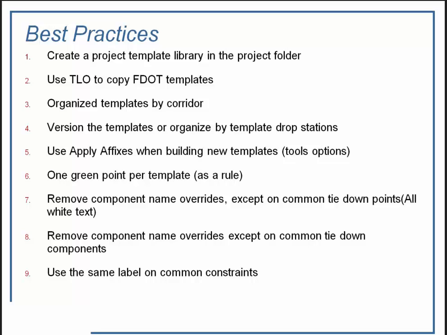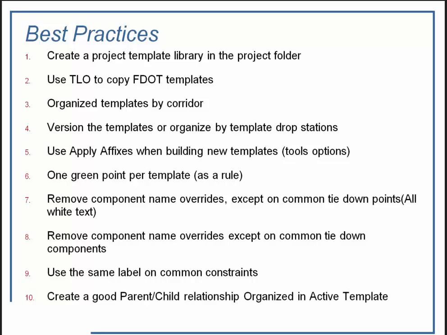Use the same label on common constraints. That's what I was showing, so that you can change the pavement depth all at the same time, or who knows what else. But anything that you know you want to have common, make sure you have a common label on it. And then the last thing is make sure you have a good parent-child relationship organized in your active template folder. That's just going to make life easier for finding things and making things turn on and off. And it's easier for somebody to read your template if you organize it that way. That way you can see what is supposed to work with what, and so on and so forth.